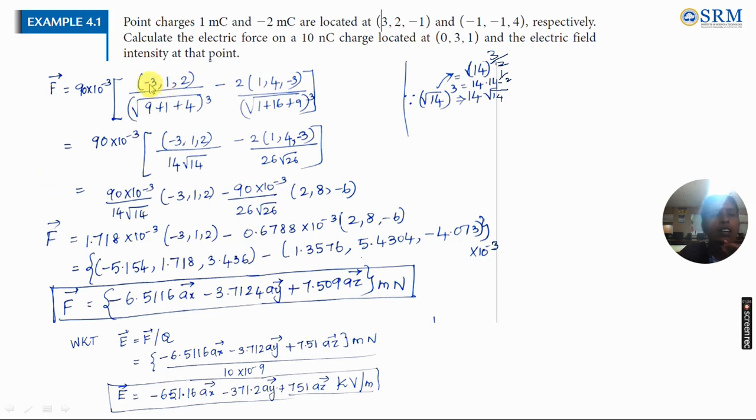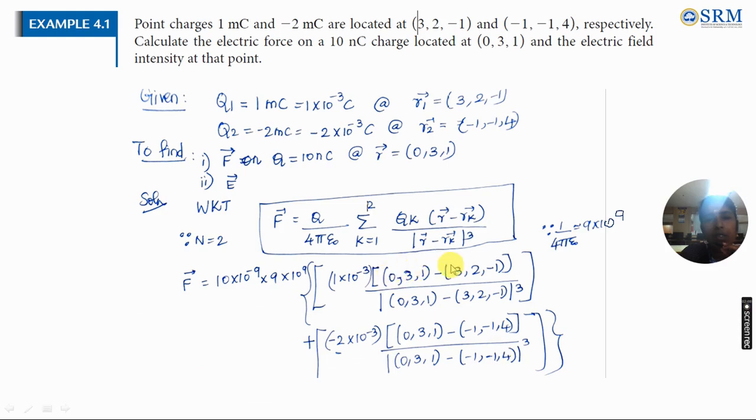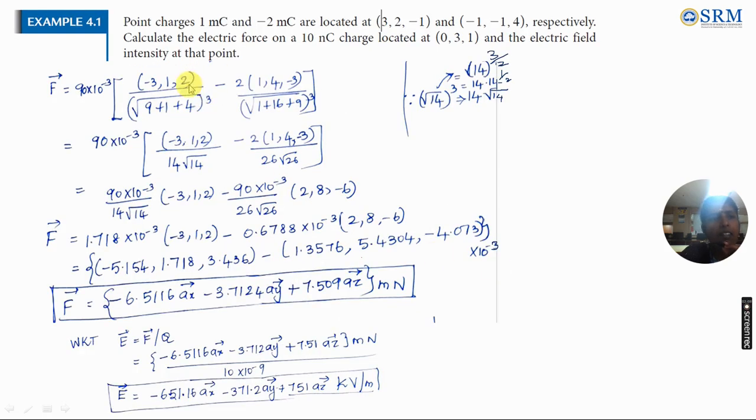See here, what I did is I just subtracted each of the coordinates. So 0 minus 3 is minus 3, 3 minus 2 is 1, 1 minus of minus 1 is 2. So the answer is minus 3, 1, 2. And I have to take the magnitude cube, right? Magnitude means square root of the whatever vector we have found above. I have to write it as a sum of the squares. So minus 3 square is 9, 1 square is 1, 2 square is 4.